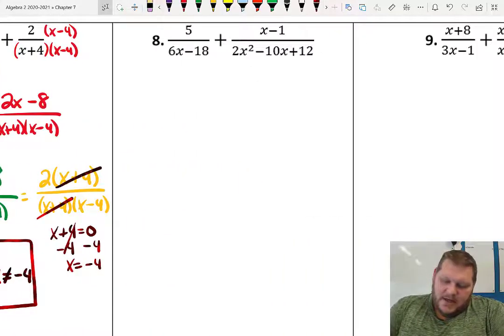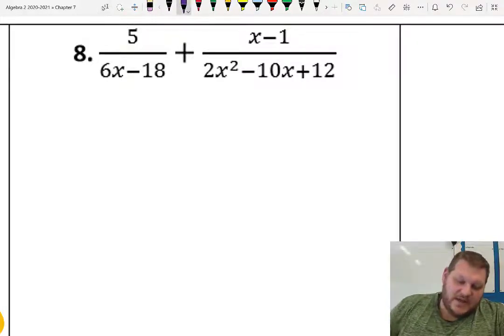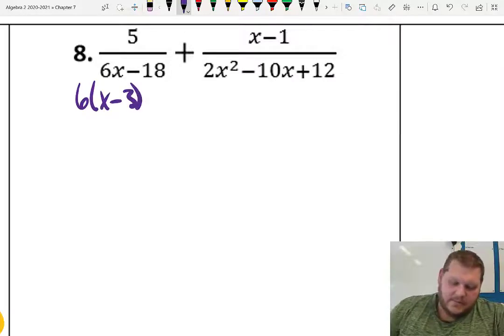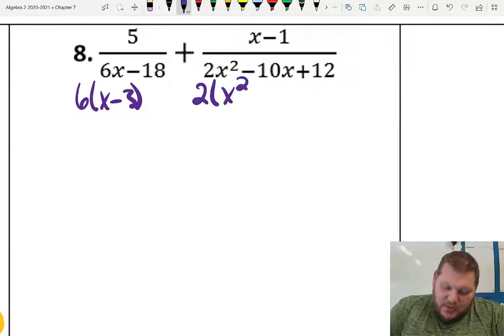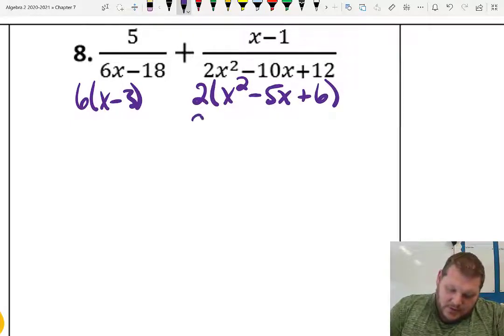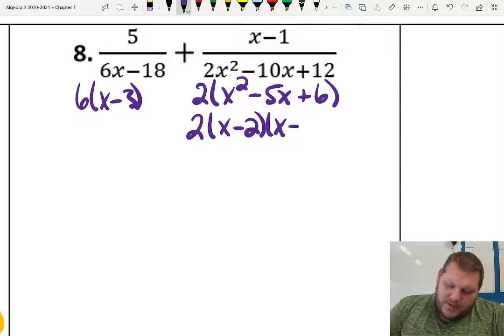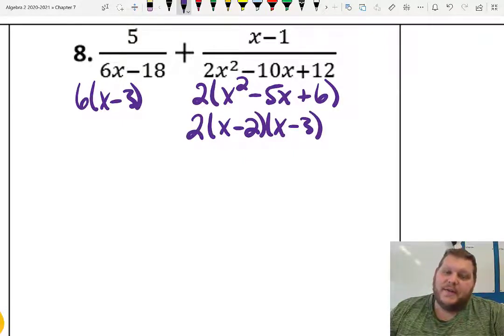All right, number 8. Both of these have GCFs, so we'll start there. This is 6 times x minus 3. My second denominator has a GCF of 2. That leaves me with x squared minus 5x plus 6, which factors one step further as well. 2 is still out there, but this is just regular old school 2 parentheses factoring. Negative 2 times negative 3 is positive 6, but negative 2 plus negative 3 is negative 5. So that's what that factors out into.